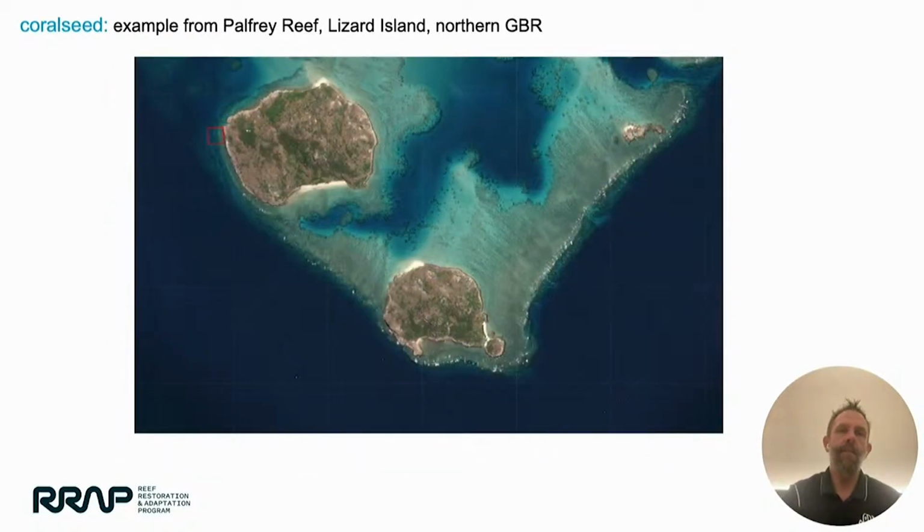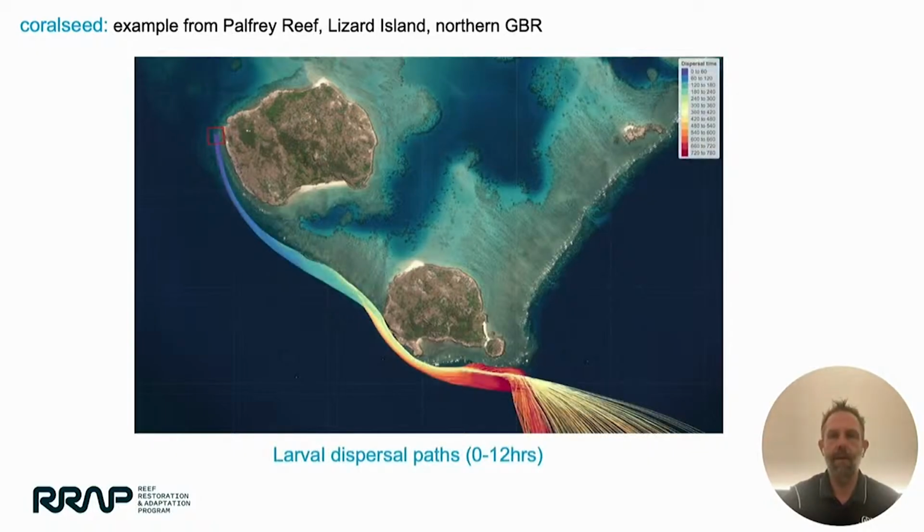So this little box in the top left of the map here is our release site on our restoration hectare, and we're simulating 1,000 release particles from this release box. So these are the larval dispersal paths. This rainbow color shows the dispersal from 0 to 12 hours following release.